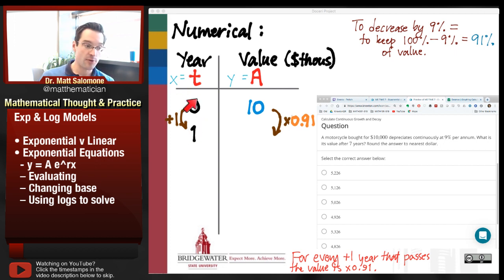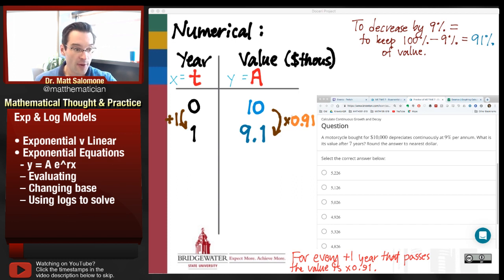The years went up by an increase of 1 year, plus 1. And the value is going to go, it turns out, down. And the reason it goes down is it's getting multiplied by this number, 0.91. And that number is less than 1. So when I multiply by it, that quantity gets smaller. So now finally we'll do that multiplication. 10 times 0.91 is 9.1.